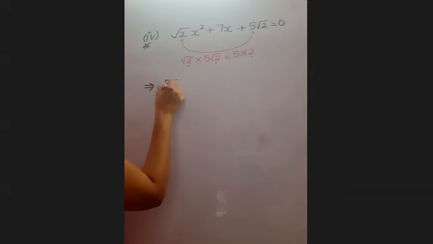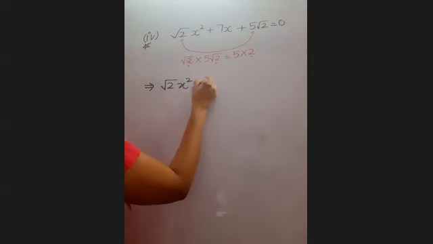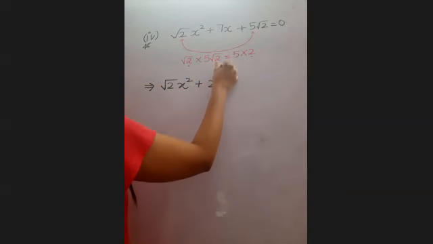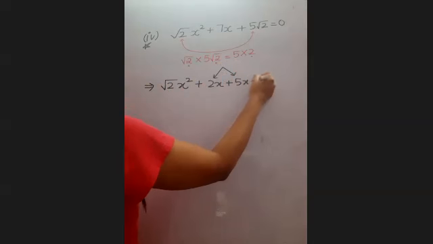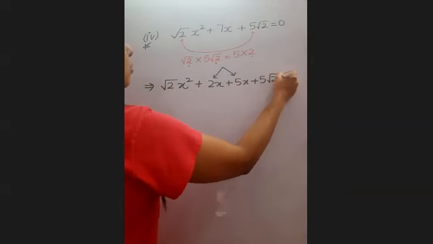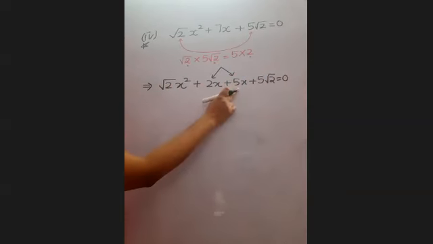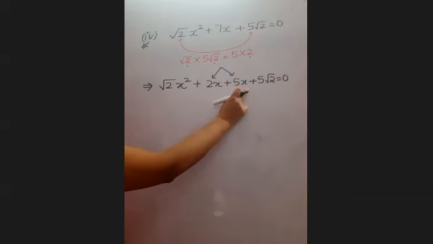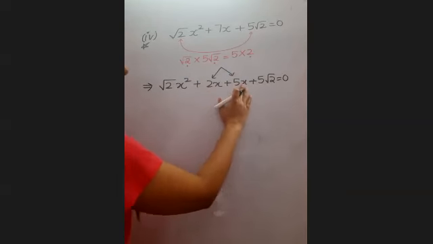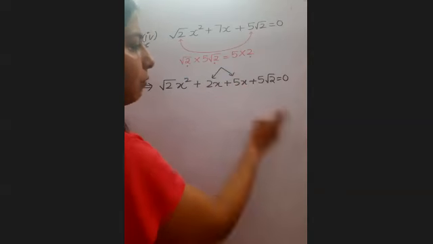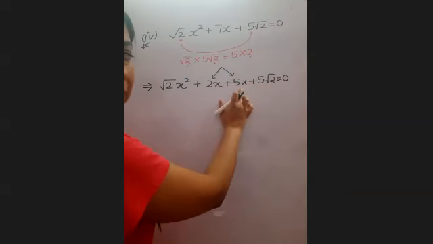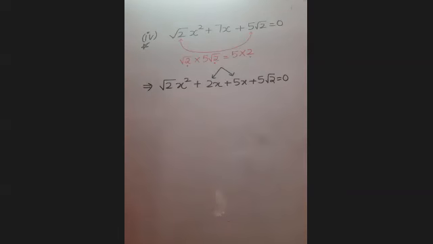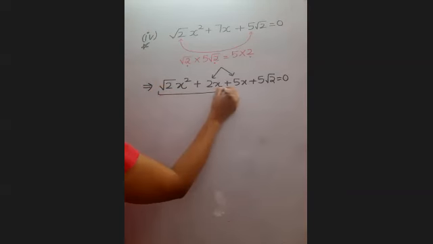Now, I would say, since this 7 is split as 2x plus 5x, since 5 is there with the constant, so we would like to write 5 on this side. You can write 5x plus 2x also, but I would prefer to keep 5x this side so that 5 root 2 and 5x, 5 can be taken common. Okay, beta.